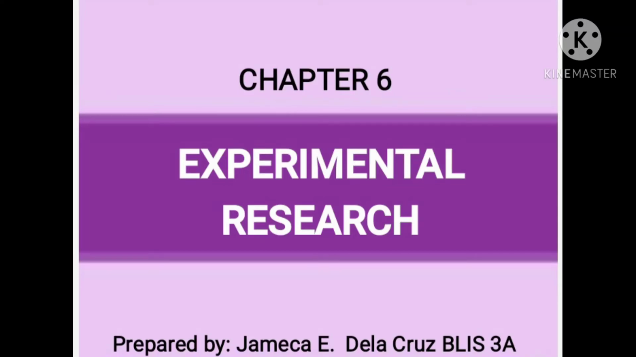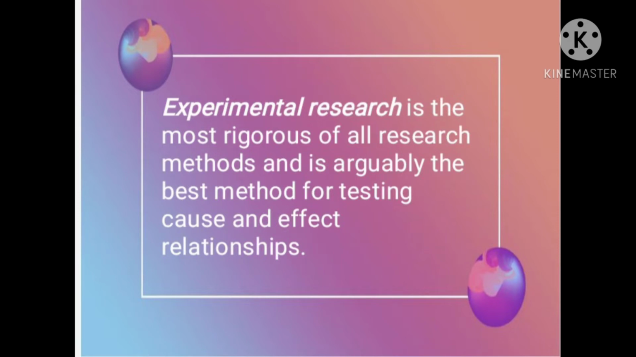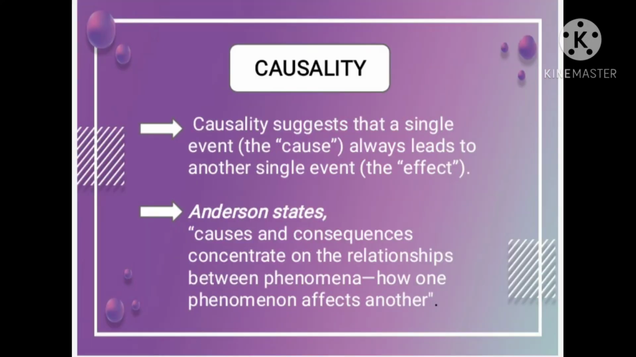Experimental research. Experimental research is the most rigorous of all research methods and is arguably the best method for testing cause and effect relationships. Causality. Causality suggests that a single event or the cause always leads to another single event or the effect. Anderson states, causes and consequences concentrate on the relationships between phenomena or how one phenomenon affects another.